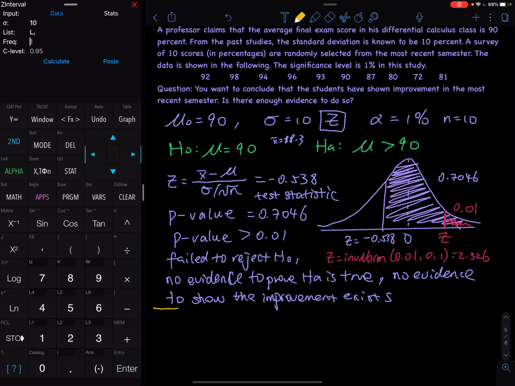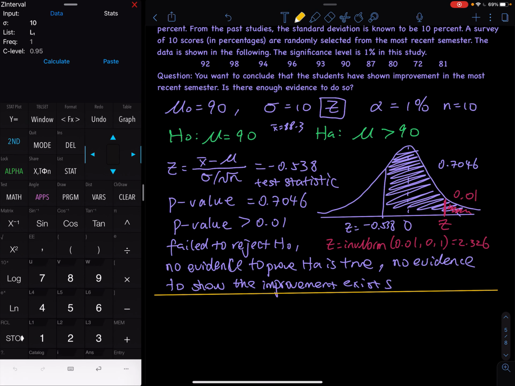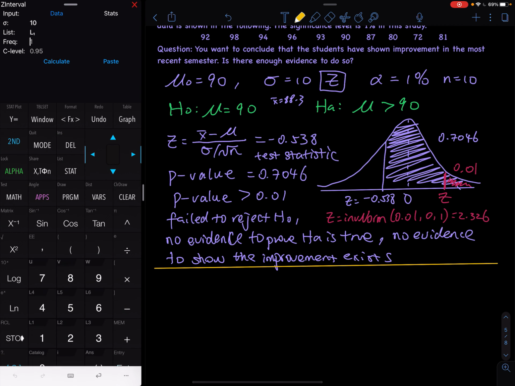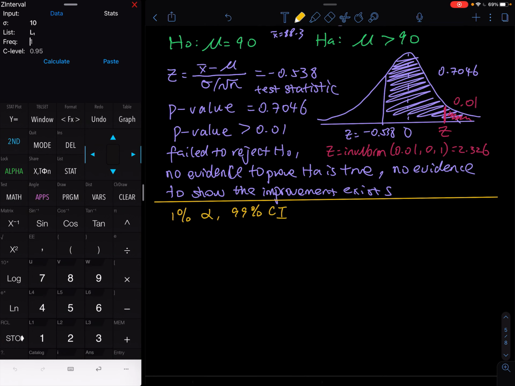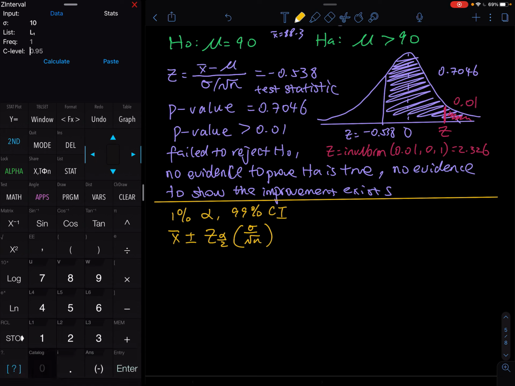I'm going to draw a line right here and write this down. So you have 1% alpha. That means you are doing a 99% confidence interval. What is the formula for the 99% confidence interval? The formula is x bar plus or minus z half alpha times sigma divided by square root of n. You don't need to plug in, just show the answer. Let's click calculate. Before we do that, make sure the C level is 0.99. Okay, 99%, and then you calculate.